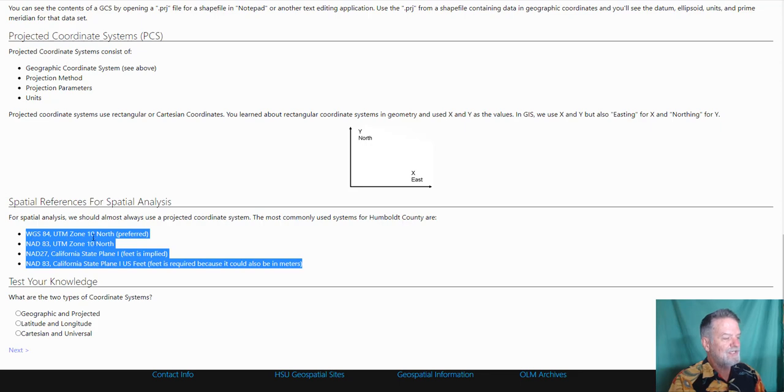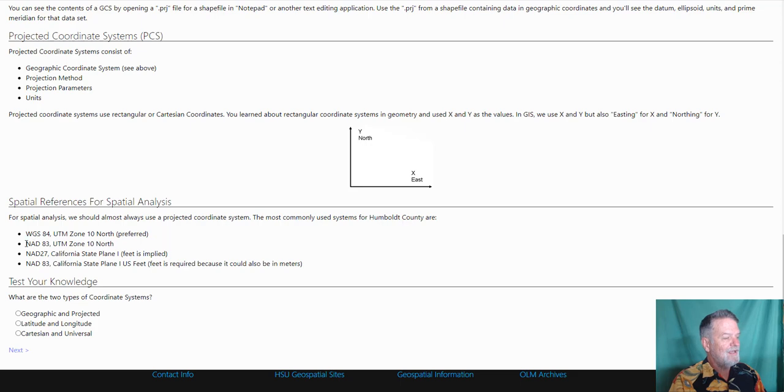So for spatial references for analysis, these are things you want to know and remember. WGS 84 UTM Zone 10 North is preferred. That's the one I recommend folks use. NAD 83 UTM Zone 10 North, and we'll learn about what the projections are in more detail in just a bit. That one's almost the same, and you'll see it used a lot as well.